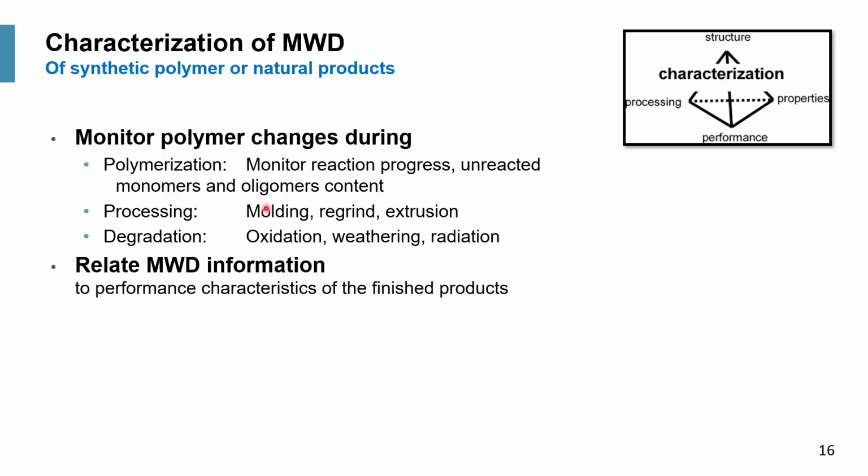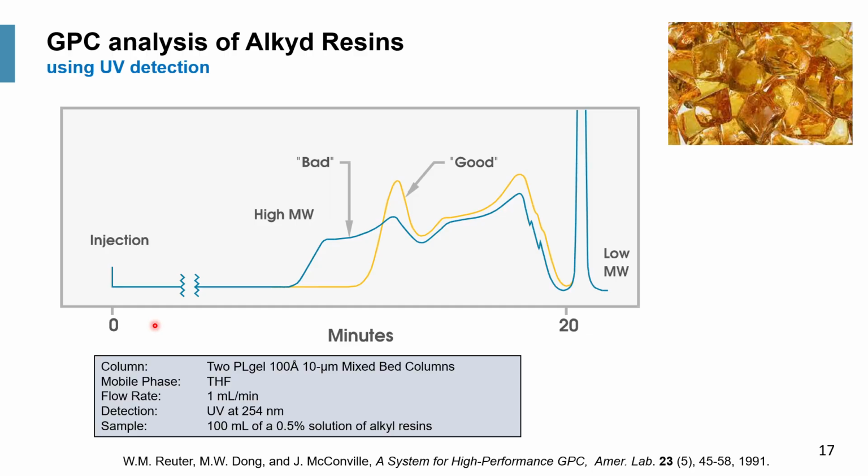Some general comments on characterization of molecular weight distribution to monitor polymer changes during the processing of polymerization, processing, and possible degradation. Shown here is a case study of GPC analysis of alkyd resin. Alkyd resins are adhesives. And shown here, even without calibration, if one gets a molecular weight distribution profile, one can often distinguish differences in terms of the quality of the adhesive.